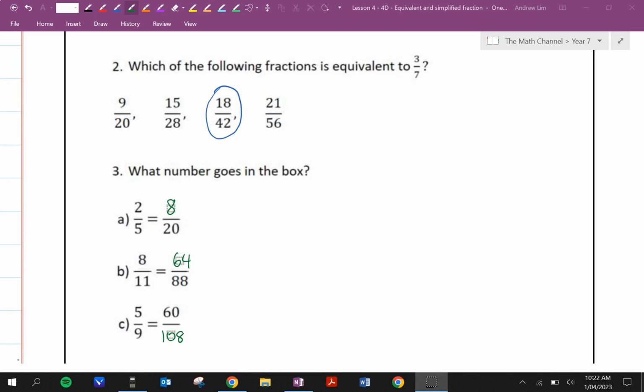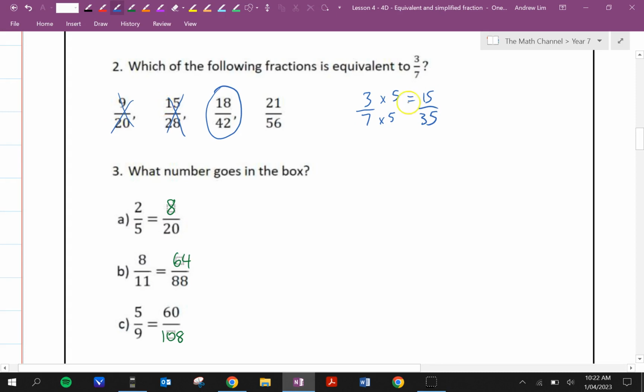Okay, so here are my answers. Question 2, we've got 18 out of 42. Because if we have a look at this 3/7, what number can we multiply both the top and bottom by to get one of these? If I multiply it by 3, that's going to give me 9/21. But that says 9/20, so it's not that. If we multiply by 5, we'll get the 15. But 7 times 5 is 35, not 28, so it's not that.